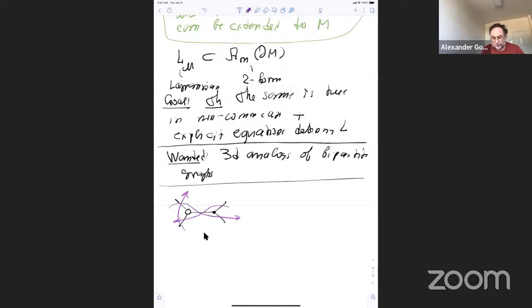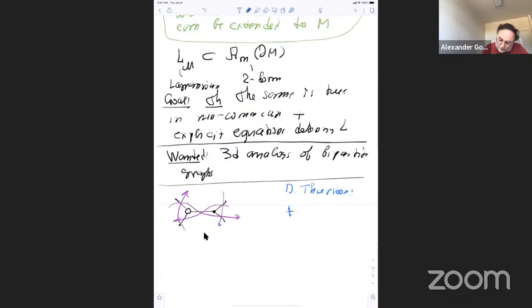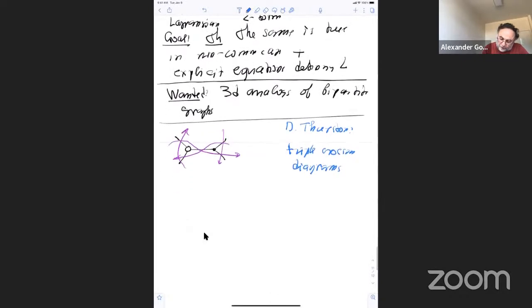And then we can make out of them something which Dylan Thurston called a triple crossing diagram. It's a very nice and very elementary notion. The key point is that you have lines on the surface. These lines are oriented, and the orientations behave like that. So the only intersections are triple intersections, and the orientations are this way.